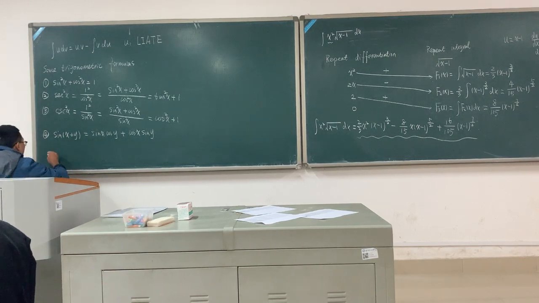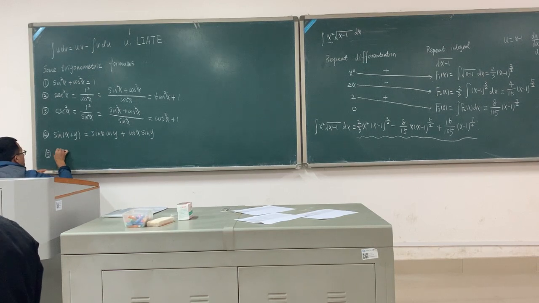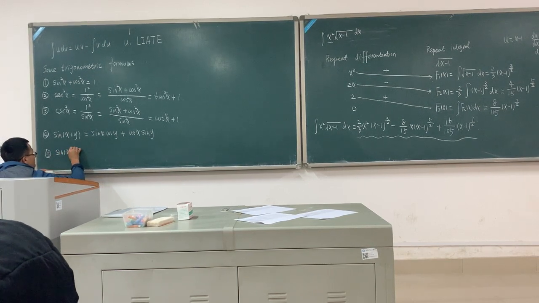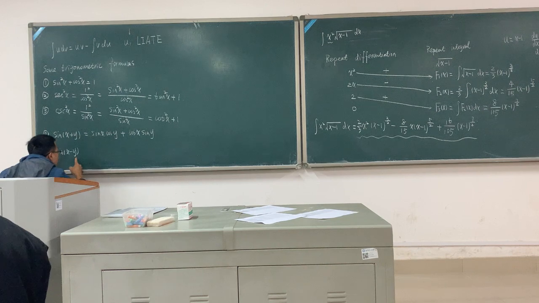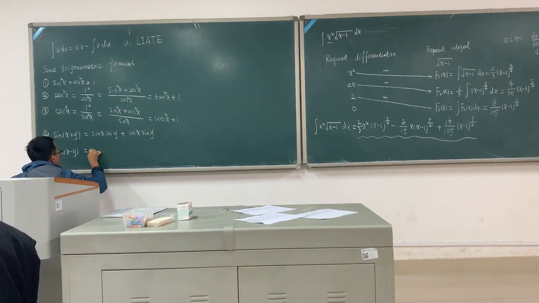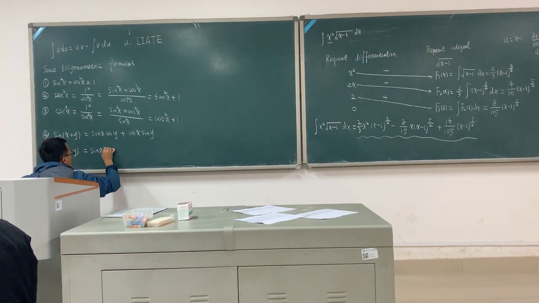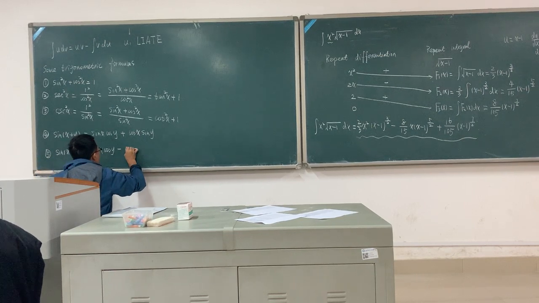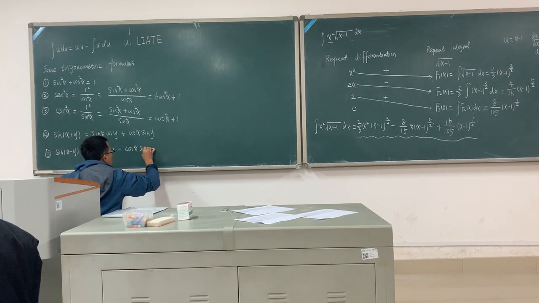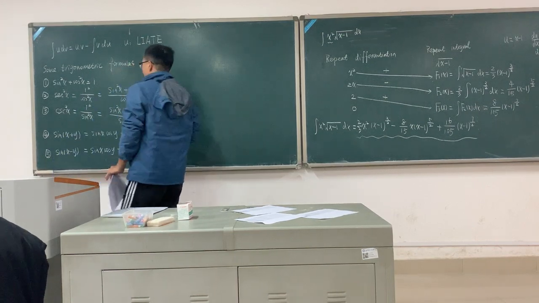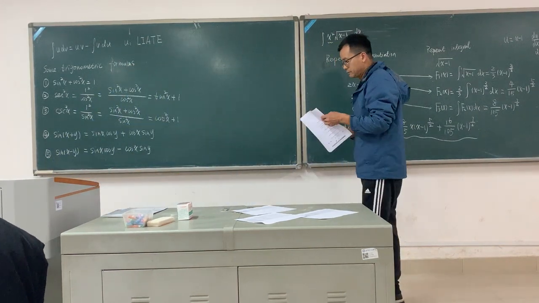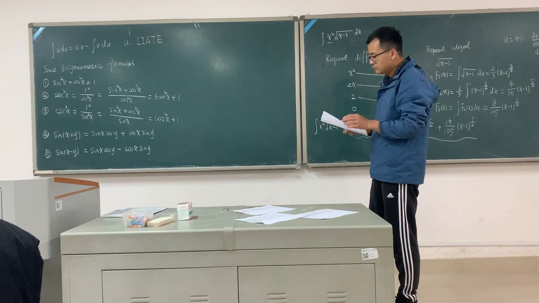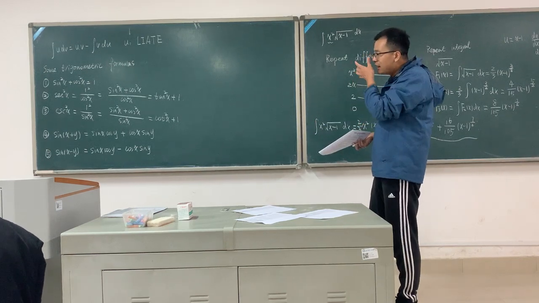And number 5, okay? Number 5 actually is sine of x minus y, okay? Sine of x minus y actually equals sine x cosine y minus, minus what? Minus cosine x sine y, okay? So this is number 5, okay?